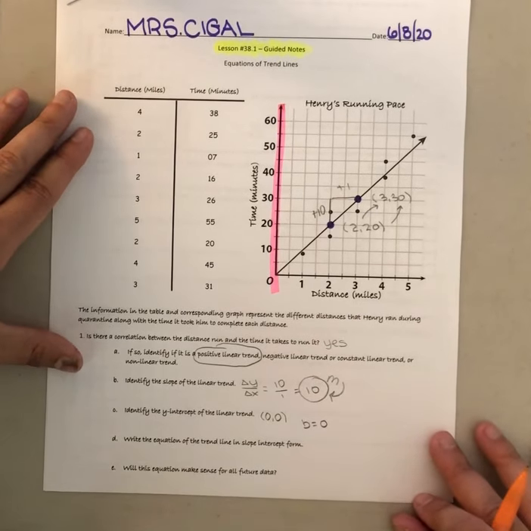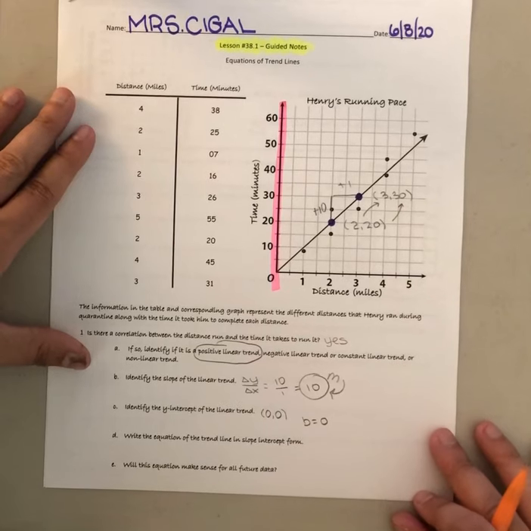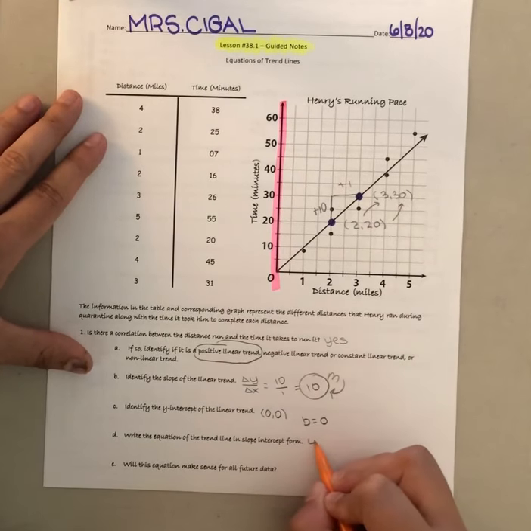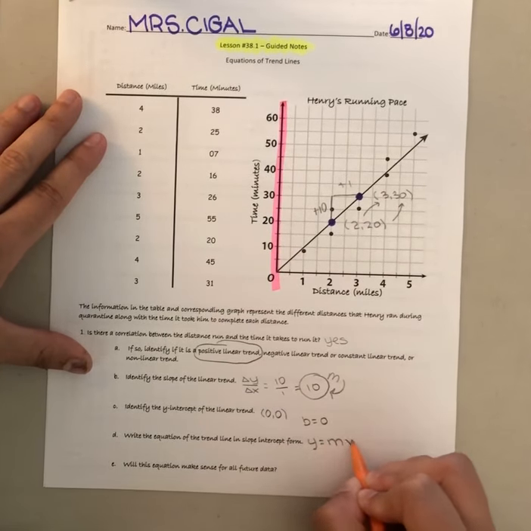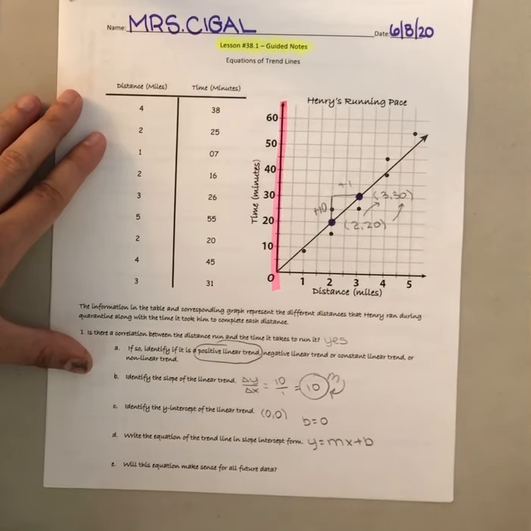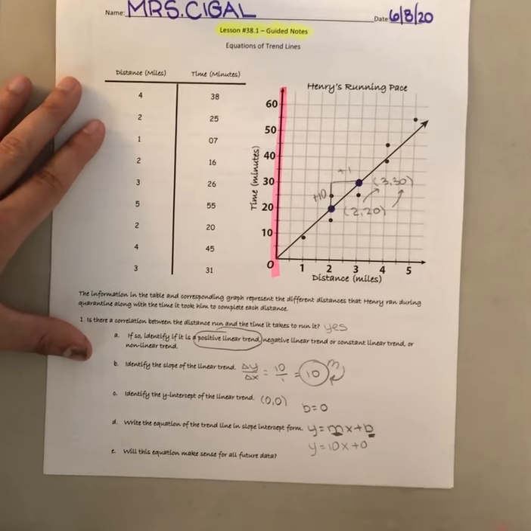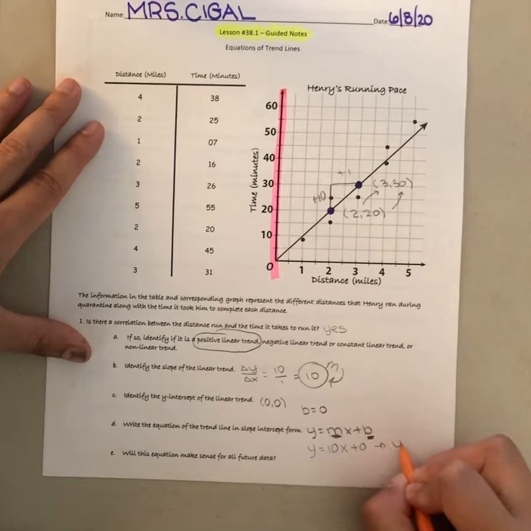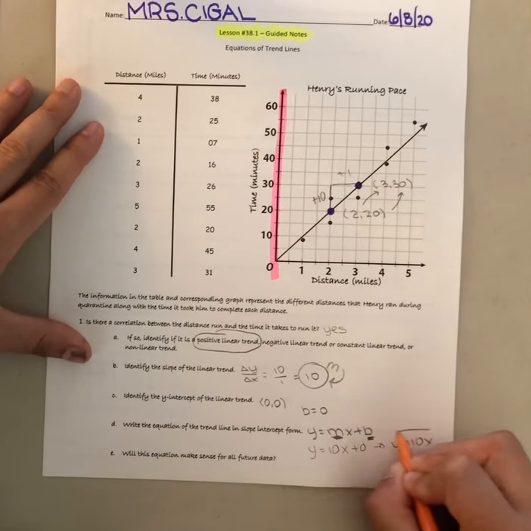Next, it says, write the equation of the trend line in slope-intercept form. Just to remind you, this is slope-intercept form, y equals mx plus b. So I know my m value, and I know my b value. I'm just going to plug them in. Y equals 10x plus 0, which can be simplified to y equals 10x.